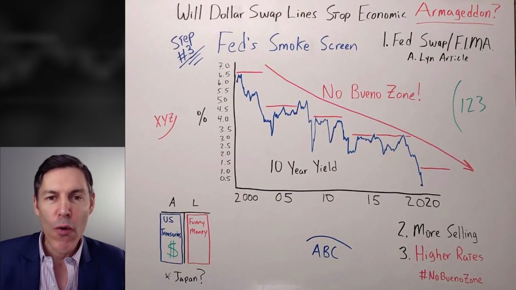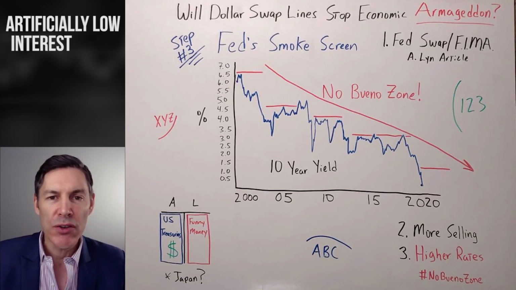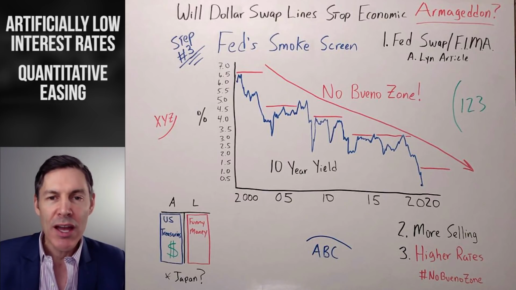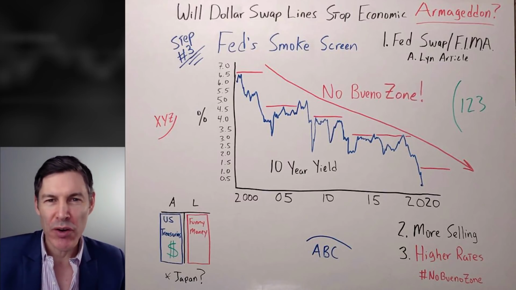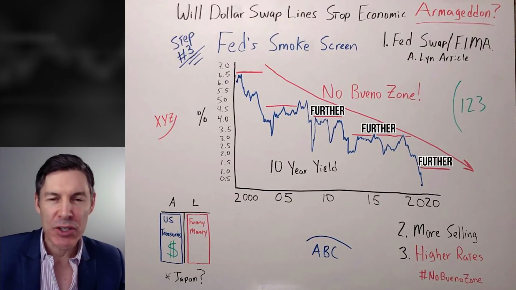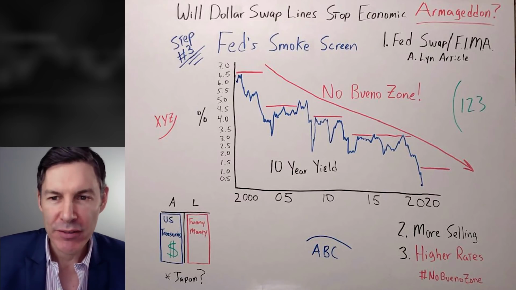So the Fed has to keep interest rates artificially low because our entire economy has been financialized. It's been built around artificially low interest rates, quantitative easing, and printing limitless funny money. And you may be saying to yourself, yeah, George, I get how the no bueno zone is coming down further and further, but what does that have to do with the dollar swap lines? I'm glad you asked. Let's check it out.